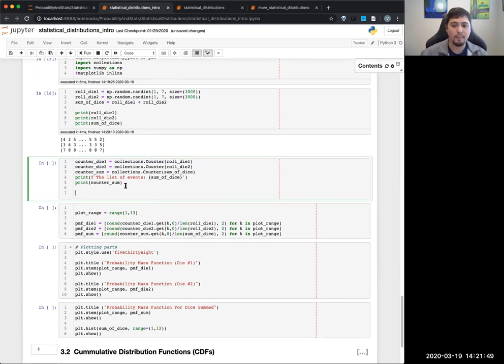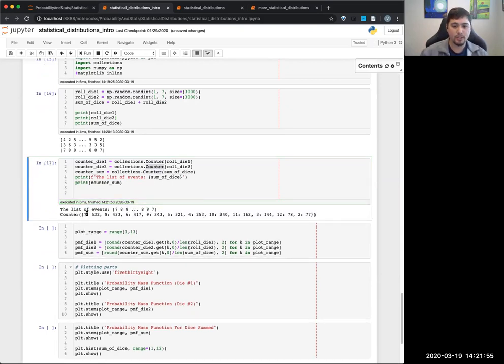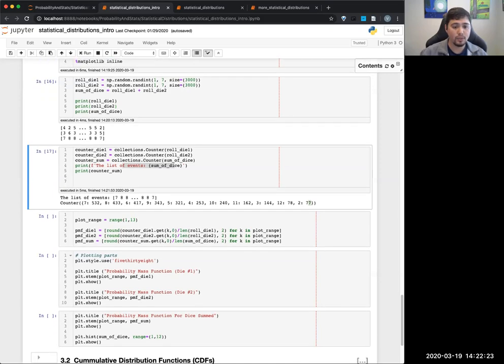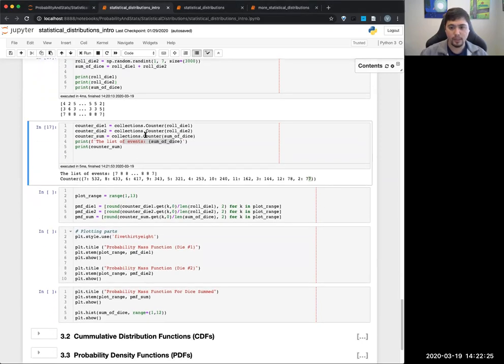So I'm just counting each select. This will show you a dictionary. For the sum of dice, 7 appears 532 times, 8 appears 433 times, 6 appears 417 times. So this way I'm just counting how many times each roll happens. Note that if I had very few rolls, let's say 3 rolls, some of these will be blank. You wouldn't maybe have a 7 or a 12 because you didn't roll enough times, okay? Cool. So I'm just going to walk you through that counter.